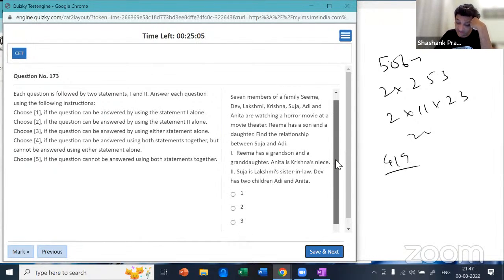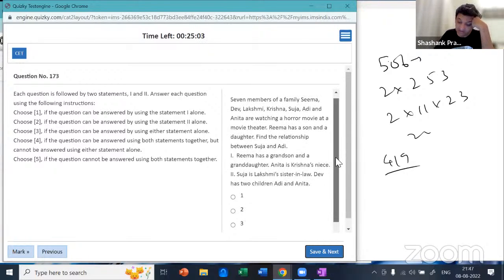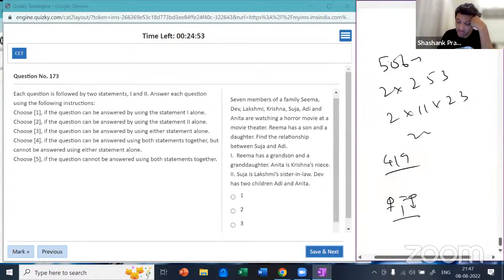But we don't know if they are male and female. So Dev and Rima can have Adi and Anita as their son and daughter. So there can be one couple which has one daughter, one son, and this kind of a thing. 2 3 4 5 6 and some person here. Okay. Anita is Krishna's niece. So this is Anita.